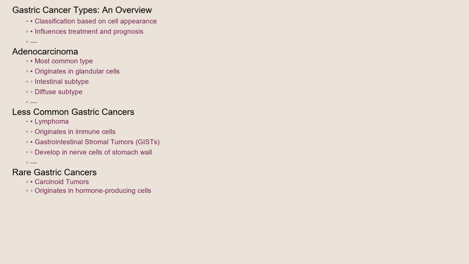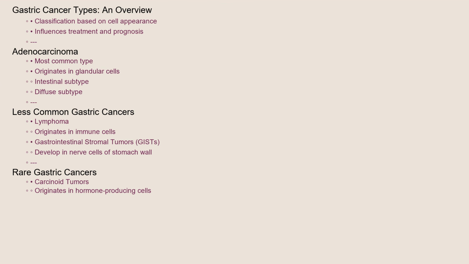Gastric cancer is classified into different types based on the appearance of the cancer cells under a microscope. The most common type is adenocarcinoma, which originates in the glandular cells lining the stomach. Adenocarcinomas are further subdivided into subtypes, such as intestinal and diffuse types, each with different growth patterns and prognosis.